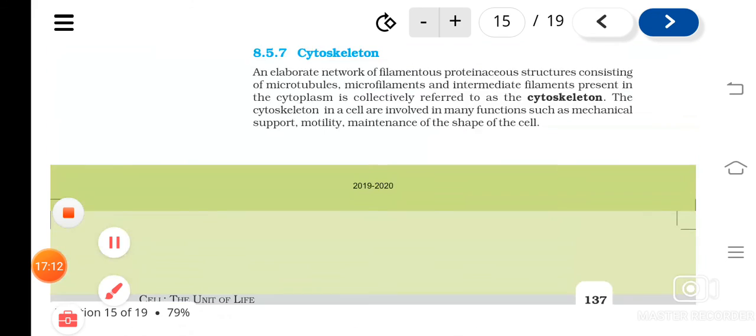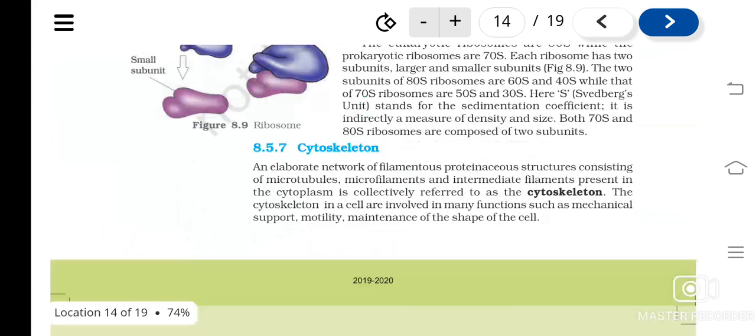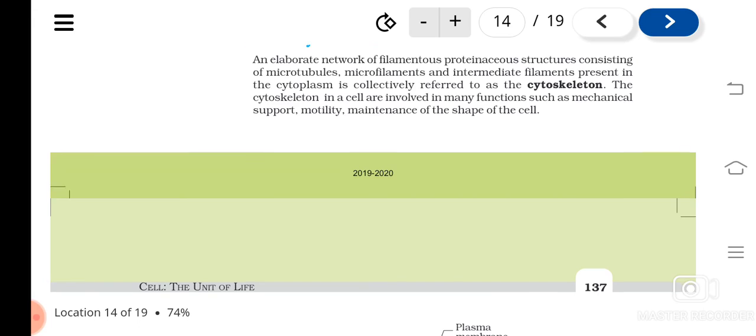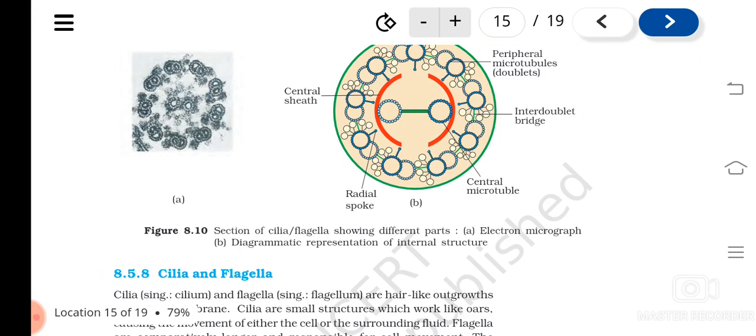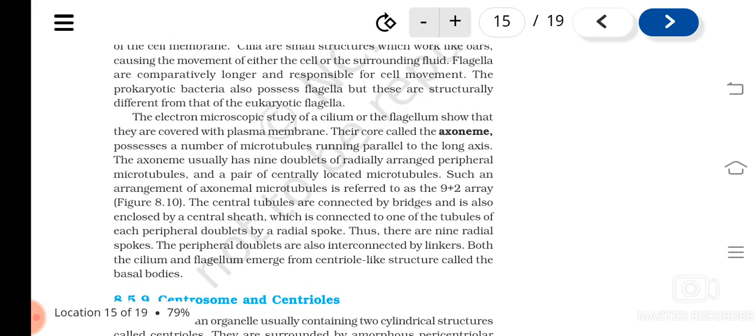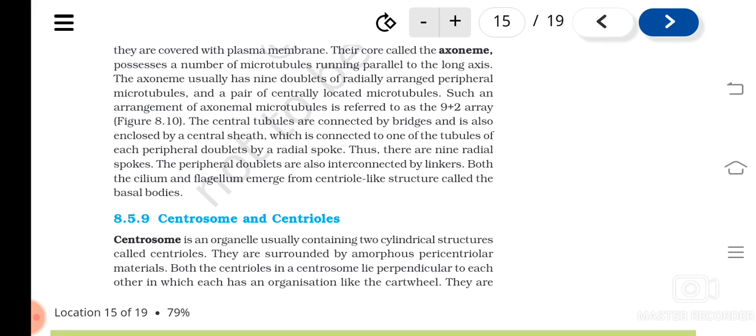Okay, so today what we have studied is the ribosomes, and the cytoskeleton, then the structure of cilia and flagella, and we have also studied about centrosomes and centrioles. Okay, so we'll continue in the next class.